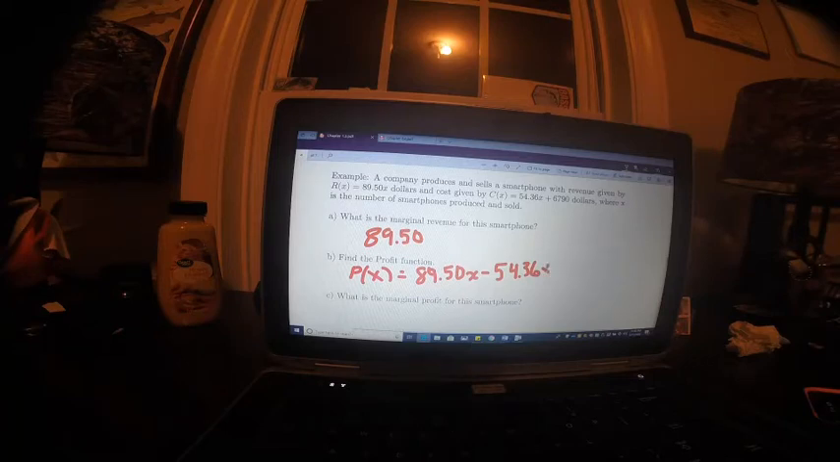And here's kind of the important part too. If you're going to be subtracting this cost function, it's probably a good idea, so you'll distribute that negative, to put a parentheses around it. Plus 6,790.